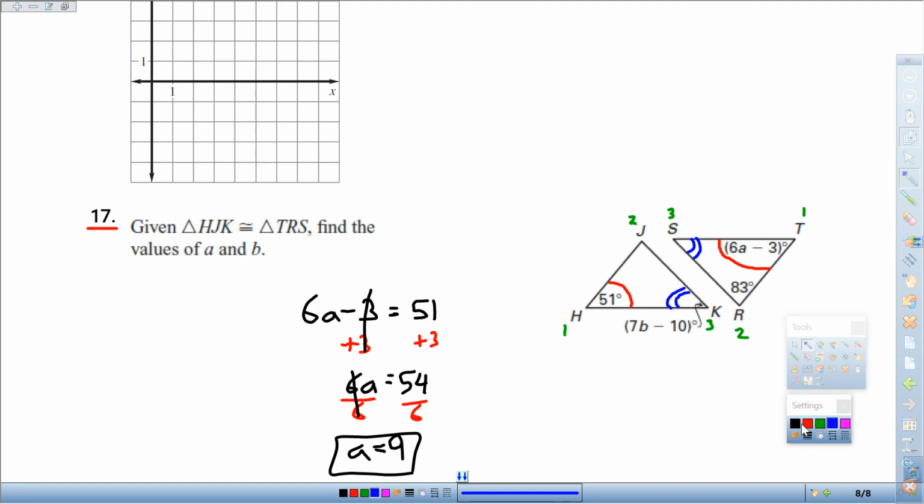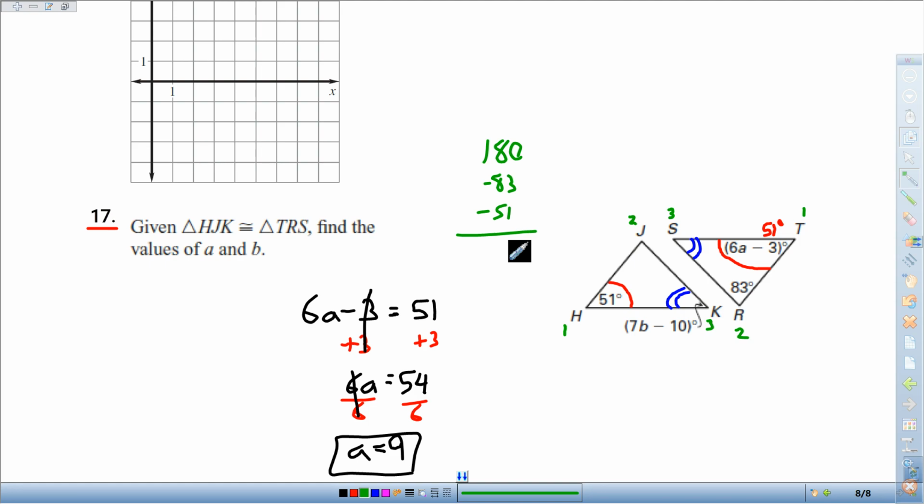All right, here's something to realize. Instead of thinking of this as 6a minus 3, let's think of this angle as 51 degrees, right? We know this thing's 51 degrees. All right, so there are my numbers I can subtract from 180. You can just grab a calculator. I'm going to write it out. 180 minus 83 minus 51. Okay, that's going to give me the missing angle. So let's see. Looks like 46. Okay, so there's the measure of angle S.